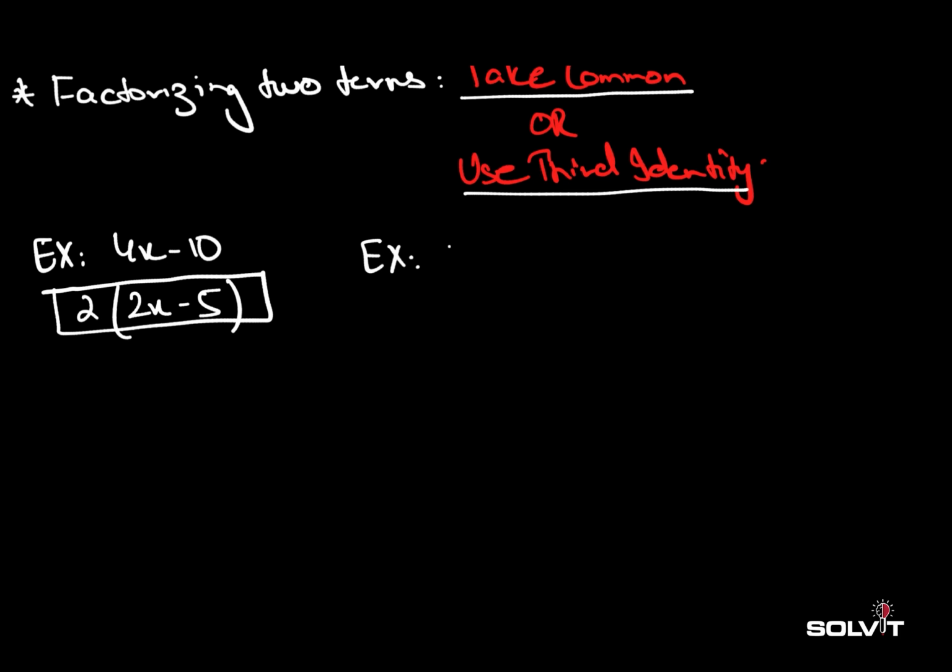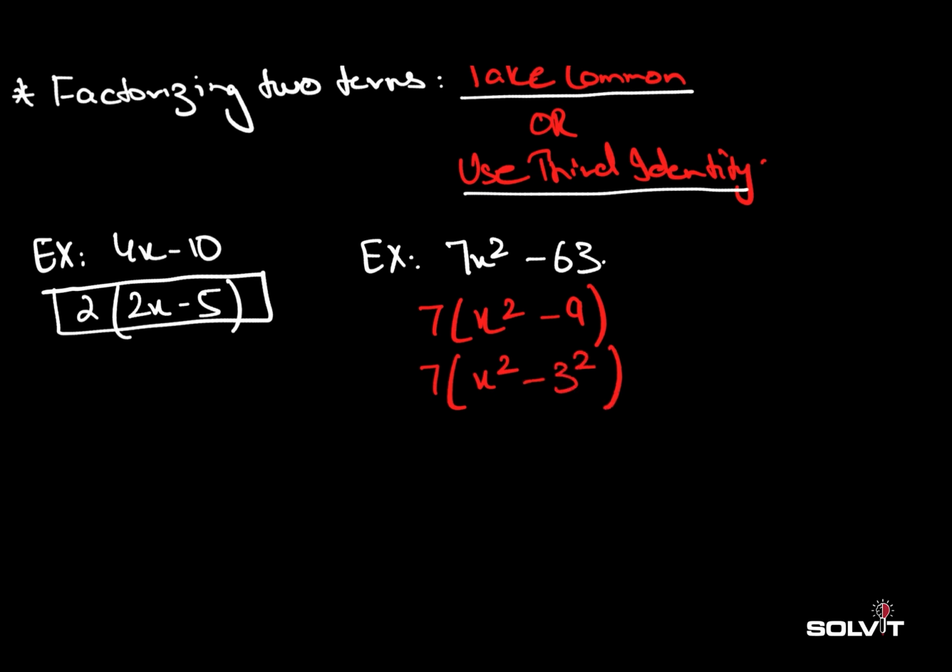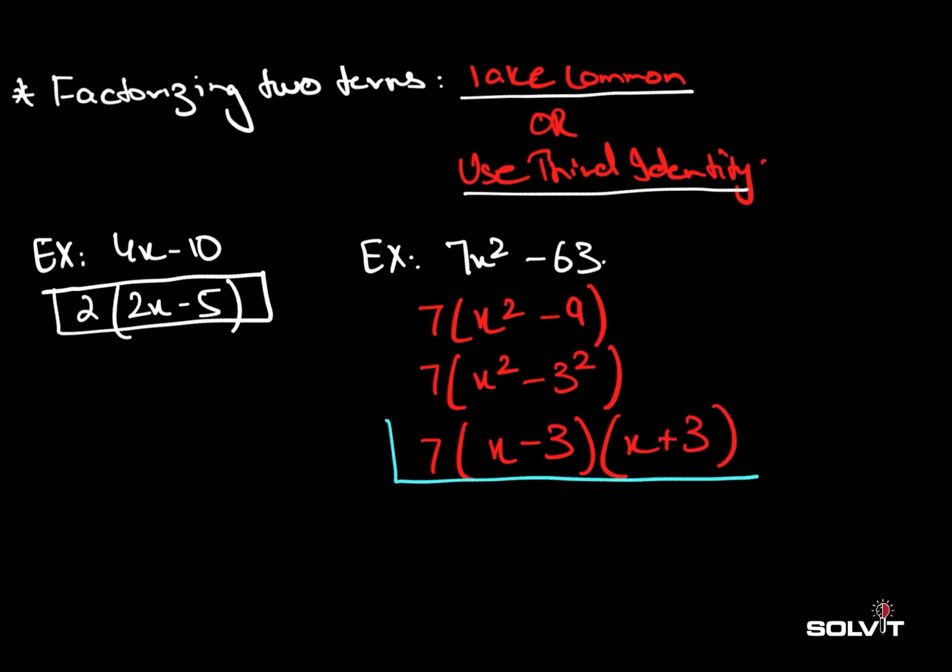Let's suppose I have been given 7x square minus 63. The first thing I can do is take common. When I take common, I'm left with this, right? Now the terms inside the bracket can be further factorized. How? Can I write it as x square minus 3 square? And now, can I use the third algebraic identity here also? It will start looking like (x minus 3)(x plus 3).